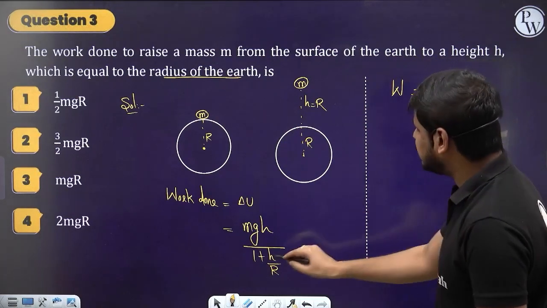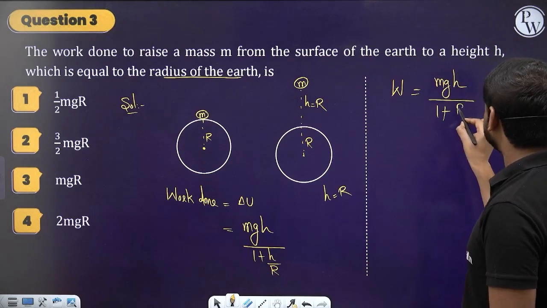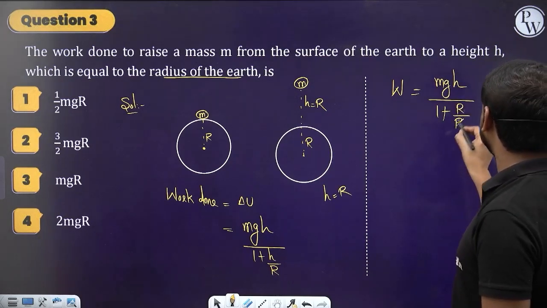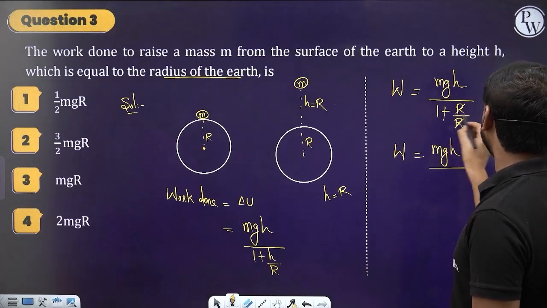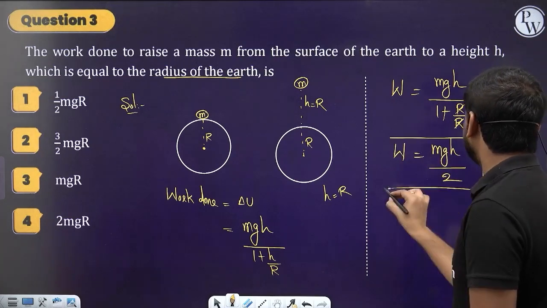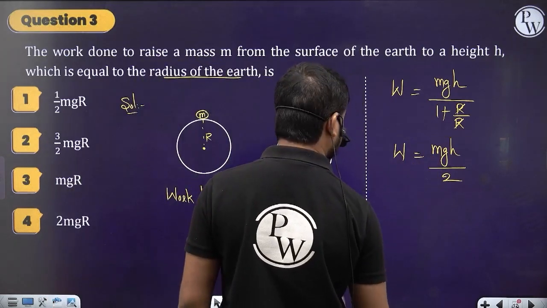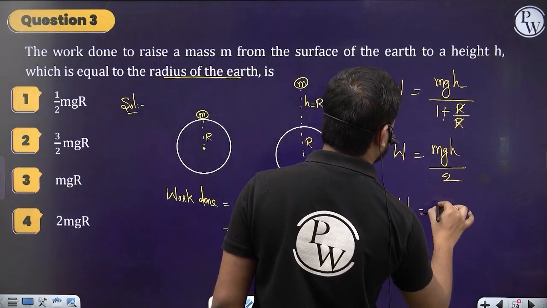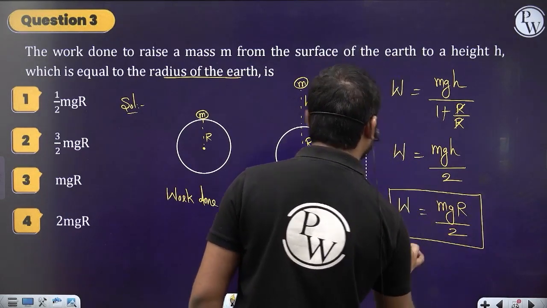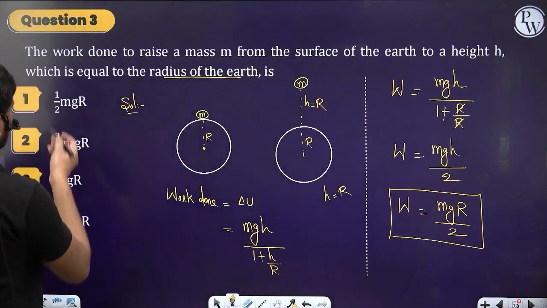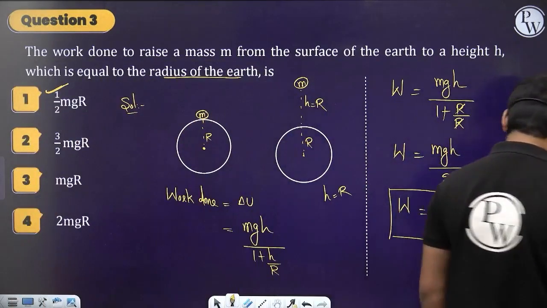1 plus, in place of height, h is equal to R here. In place of h, we can simply substitute R, so that this is going to be 1. So the work done is mgh by 1 plus 1, which is 2, so mgh by 2. What is h? h is equal to R, right? So in place of h, you can substitute R. So here we get mgR by 2. So half mgR, option 1 is the correct answer. Done? Clear guys? Chalo, good.